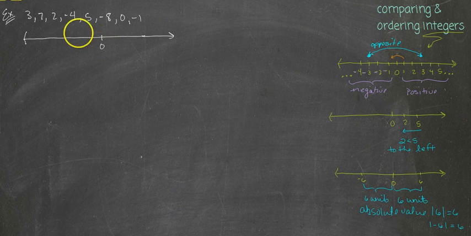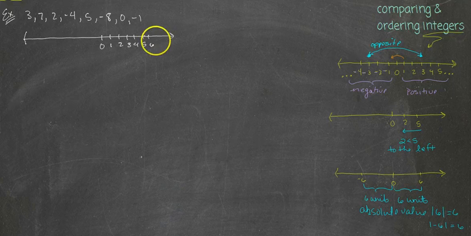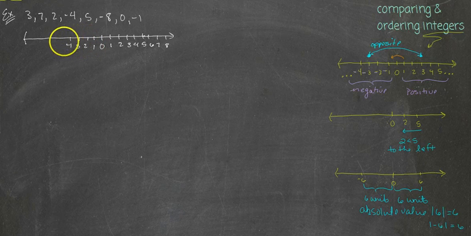So I have 0, and I'm going to go from 0 to 1 to 2, 3, 4, 5, 6, 7, 8. And then in the opposite direction, I'm going to do the same thing. 1, 2, 3, 4, 5, 6, 7, 8, and these are all negatives because they're on the opposite side.